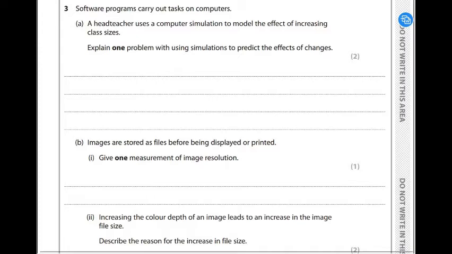Now for part B. Part 1. Images are stored as files before being displayed or printed. So let's say we need to give 1 measurement of image resolution. So you can have pixels per inch. Just by saying that would get you 1 mark. You can have dots per inch, that would get you 1 mark, or you could have pixels per centimeter, that would get you 1 mark. So any of those would have got you 1 mark.